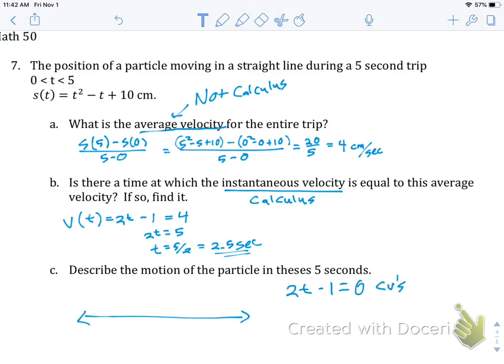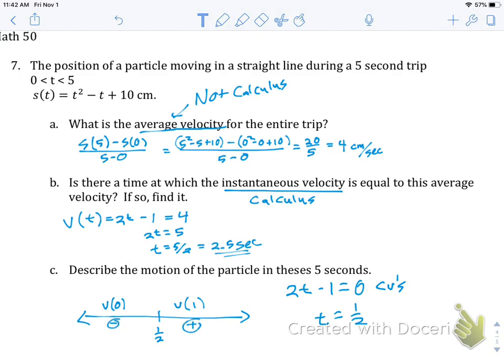Describing the motion means talking about right, left, and turning around. You're going to need the derivative, and you're going to need the critical values, because that's where the motion changes. So I got the critical value of 1/2. That's when the derivative, the velocity, is 0, which could mean coming to a stop and continuing, or it could be coming to a stop and turning around. So we need to look at the velocities on either side of 1/2 second to decide if it's going left or right, or going left and stopping and then going left again, or going right and stopping and going right again. All these are things that can happen.